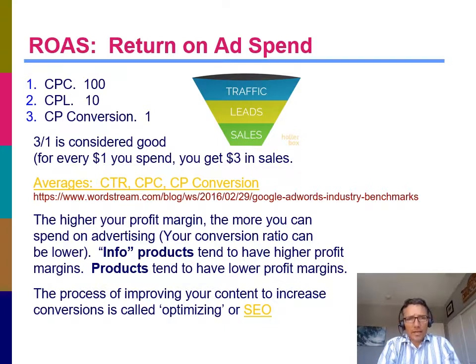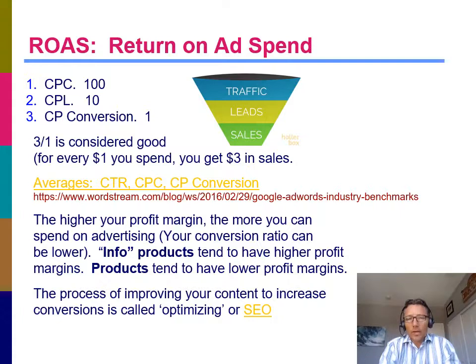Now, is that good or is that bad? Well, it depends on what you're selling and how much that product costs. If your product is being sold for $50 and you spend $100 on advertising to get that $50 sale, that's not good. You're losing money, right? So, 3-to-1 is considered a good ratio. For every dollar of advertising you spend, you get $3 in sales. So in this case, we spent $100 to get one sale. We would hope that we made at least $300 in sales. So for that one sale, that product should be $300 or more in price, a 3-to-1 ratio.